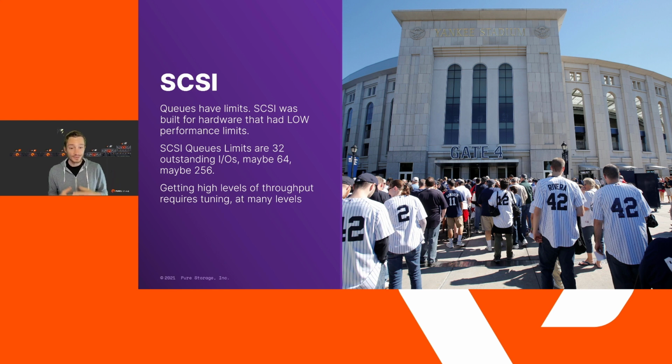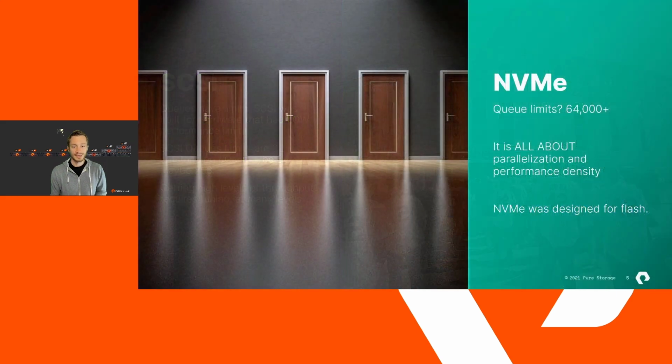SCSI is a very serialized framework for managing storage and writing I/O. Those queue limits are very low, 32, 64. Not what NVMe and really what Flash can offer up. And so getting really high levels of throughput, in particular performance density, is not well married with SCSI. And so you have to put a lot of effort into tuning and understanding performance to be able to get close to that, or at the very least, very complicated architectures to work around it.